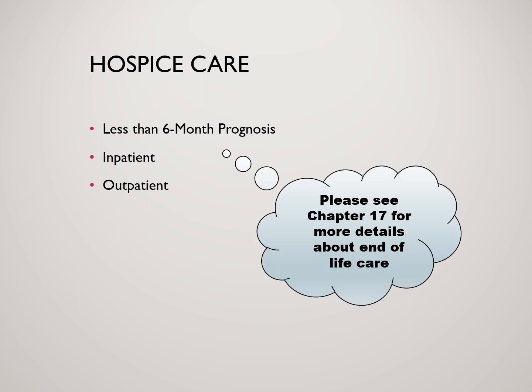Our chapter 17 in the oncology section is really where we're going to discuss hospice care more in detail. But hospice care needs a less than 6-month prognosis. So we're going to put a pin in this for right now for this chapter, and we will continue the discussion about it in chapter 17.